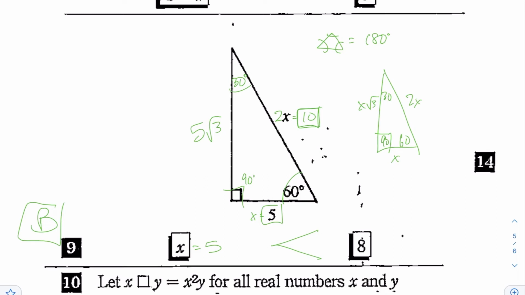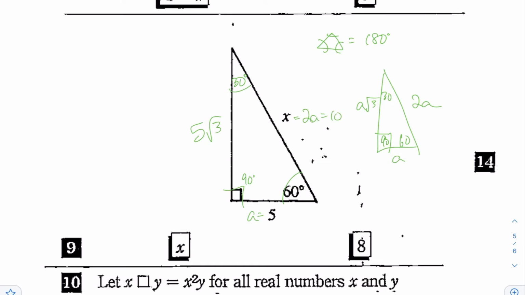Or rather, x is equal to 10. Let me rewrite this. So instead of x, because we use x, we can use A. So A is equal to 5. This x is equal to 2A, which is equal to 10. And this is A root 3, which is equal to 5 root 3. So 10 is actually greater than 8. So the answer is going to be choice A.